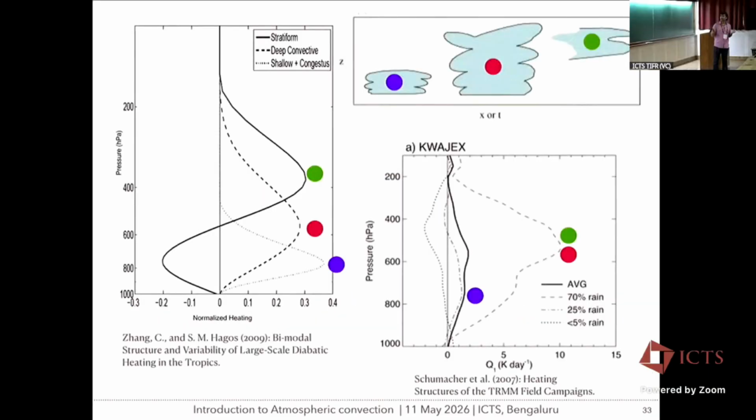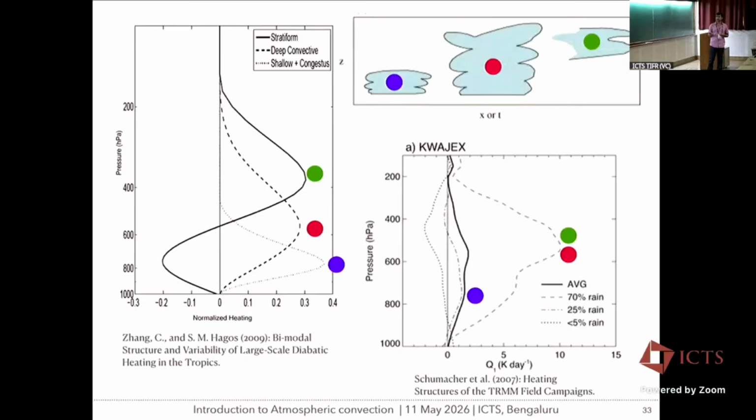I just color-coded them, didn't want to draw lines pointing from here to here, the deep one with a red dot. The deep cloud would produce a heating profile in the atmosphere which looks like this, a big first baroclinic mode. Then the stratiform one, because the cloud is at the higher level, has heating at the higher level and relative cooling at the lower level. And then we have a congested cloud, which has heating at the lower level. These are just idealized profiles corresponding to these three cloud types.